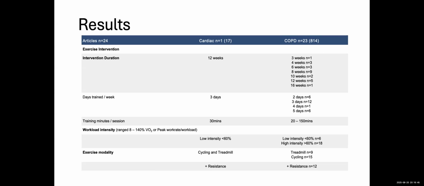Modalities were different, obviously. Most were done in cycling. There were some treadmill studies, about a third of them. Interestingly, there was one done in the pool and one done with just pure upper limb. It's a bit of a combination between cycling and resistance. And in true cardiac or pulmonary rehab format, there was resistance done in half of the studies.